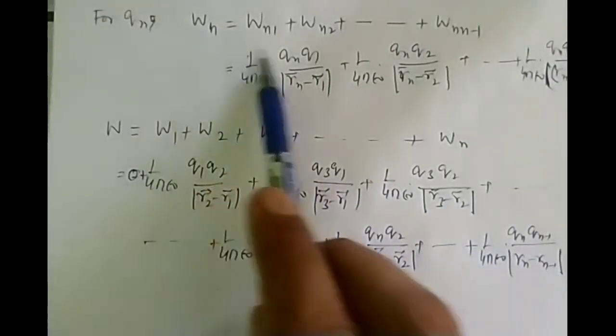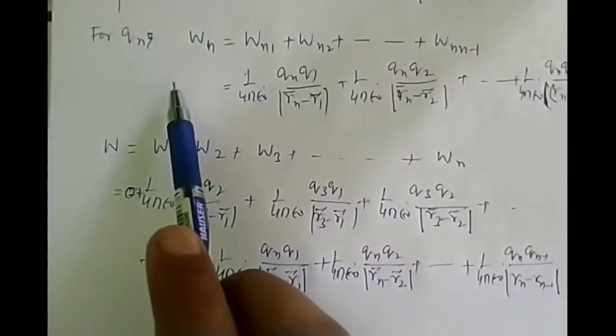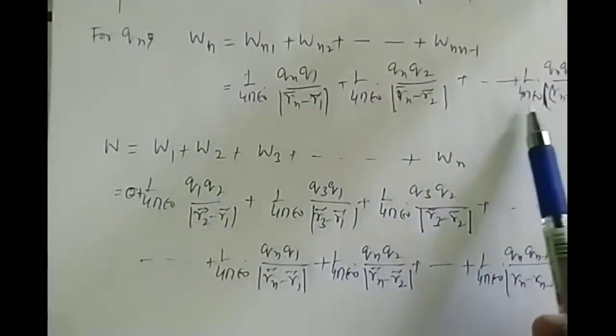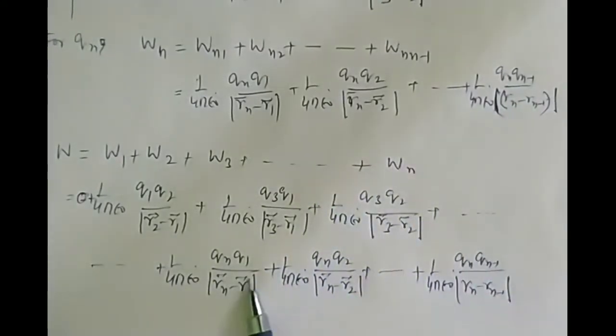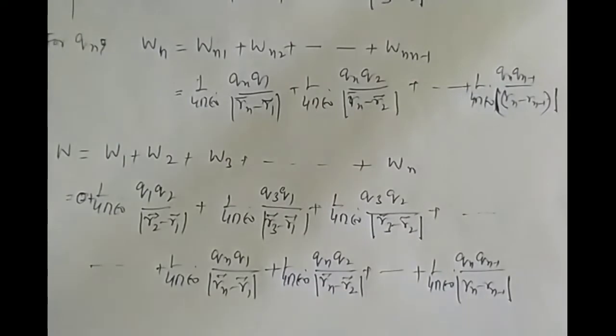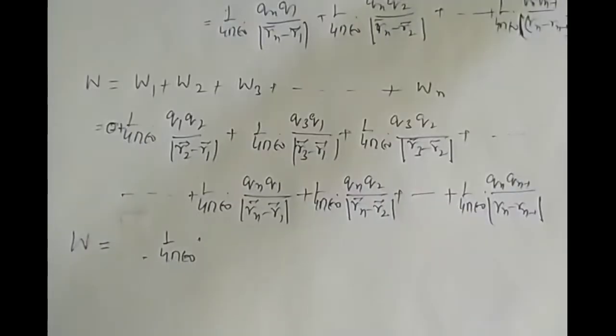Similarly, we put the work done to bring the nth charge particle. This is your total work done. We put the value here. So this is your total work done to bring all these charges. So let us solve it.